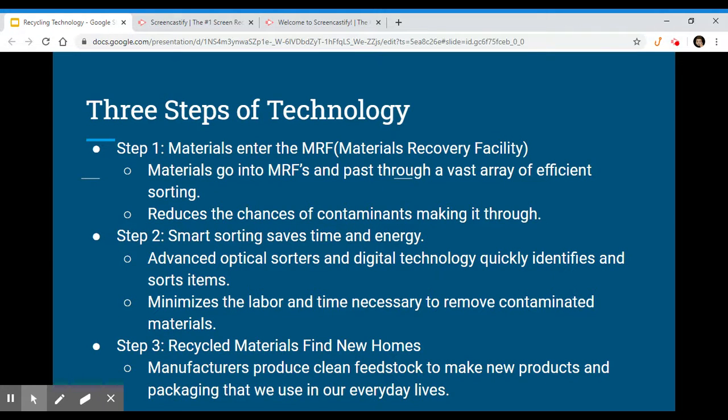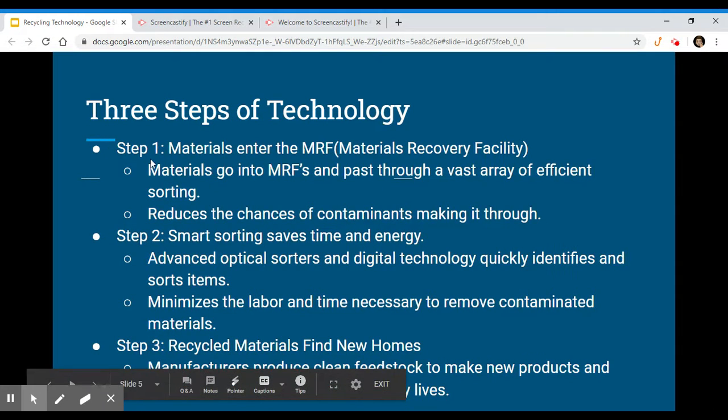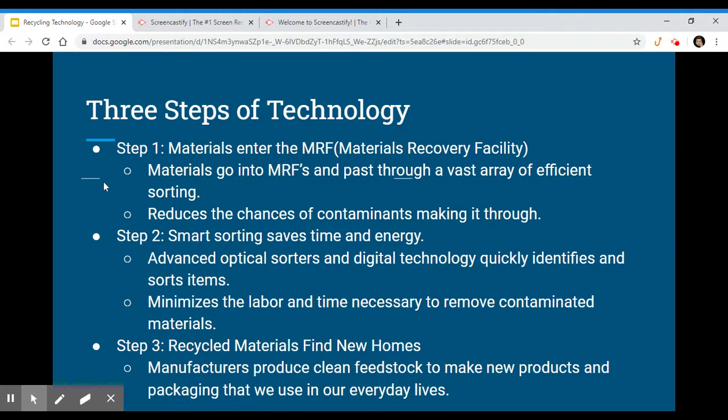3 steps of technology. Step 1, materials enter the MRF, which is the Materials Recovery Facility. Materials go into MRFs and pass through a vast array of efficient sorting. It reduces the chances of contaminants making it through.